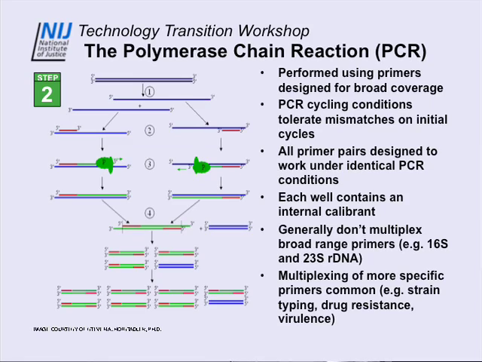So step one is a bioinformatics step, a primer design sort of step. Step two is PCR. We do PCR to give us our broad range coverage. We do cycling to tolerate mismatches on the first few cycles in this case. For the clinical applications, we have an internal PCR calibrant for each well. And we do multiplexing. We typically don't multiplex these broad range primers because they're kind of inherently multiplexed already.